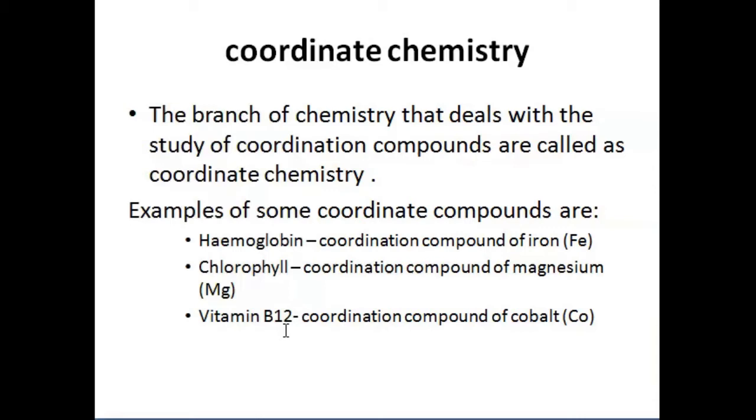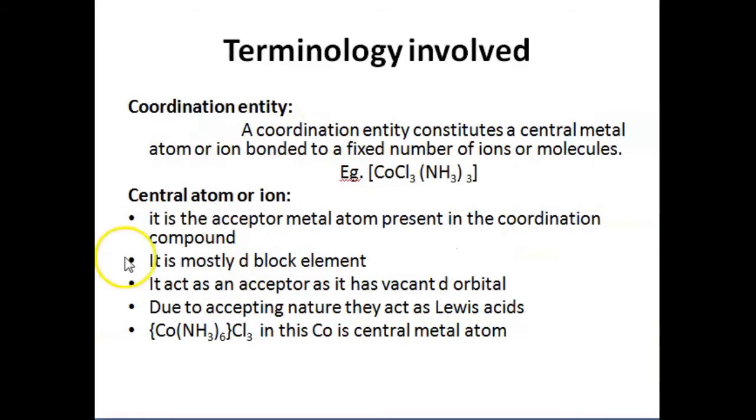In order to understand coordination compounds and how they are formed, we should understand different terminologies involved in this. First one is coordination entity. A coordination entity constitutes a central metal atom or ion bonded to a fixed number of ions or molecules. The second one is central atom, or we also call it ion.